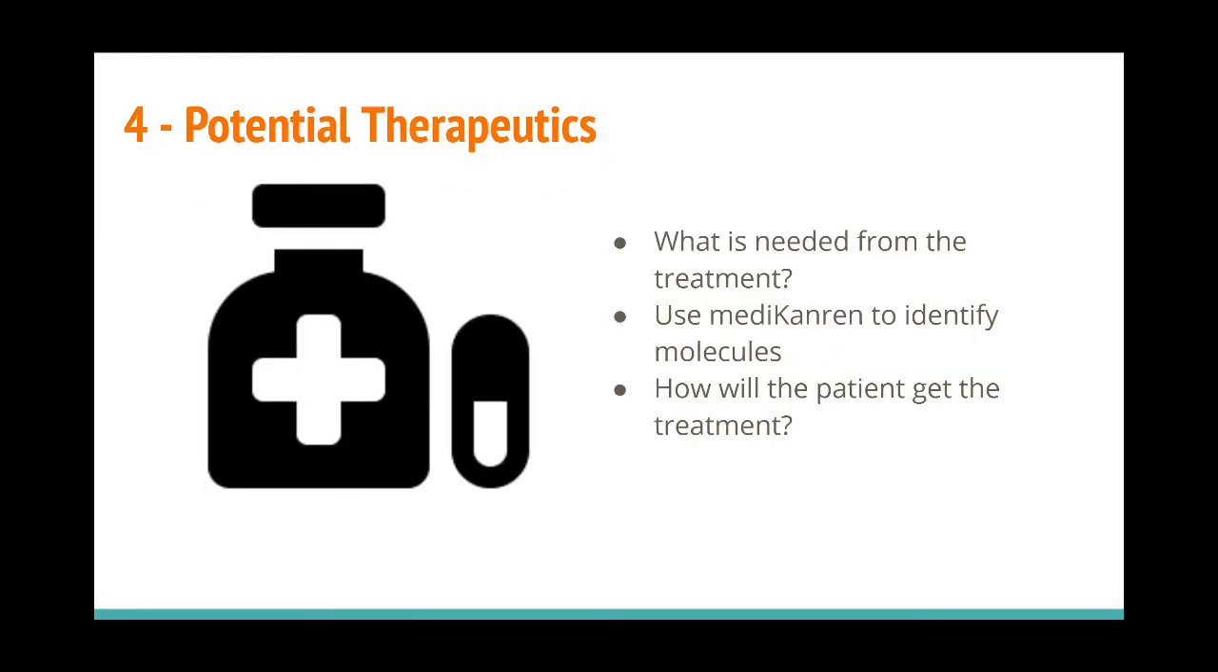So for the fourth step, we understand the potential therapeutics that we could use to treat the patient. So we can do things like upregulate or downregulate genes, substitute proteins, or restrict proteins in order to target this pathway. And we use a program developed by UAB called Medicanron, and it helps us identify molecules that can do these actions, but it's very important to vet the results because not all the treatments that the program provides are feasible to give to a patient. So we also need to determine how we'll be giving the treatment to the patient, whether it's through oral medication, vaccinations, lifestyle changes, or diet changes.